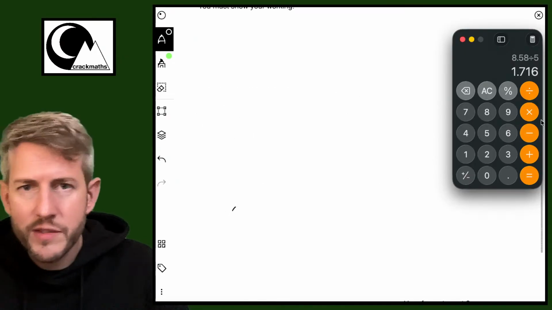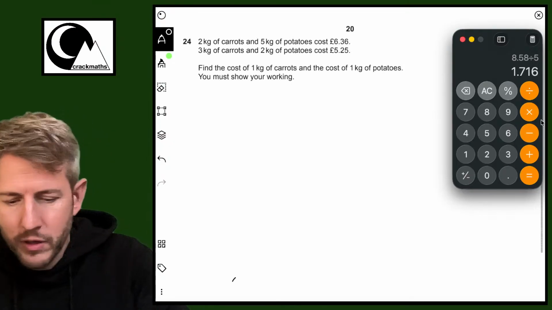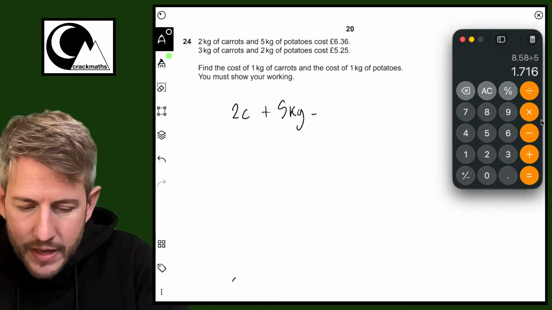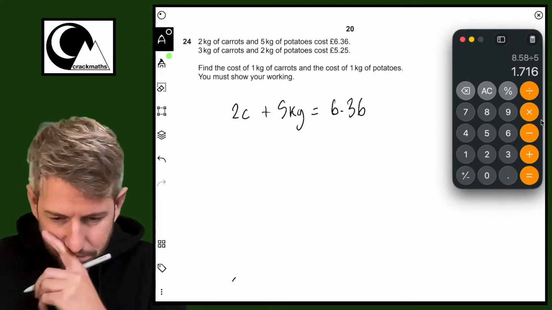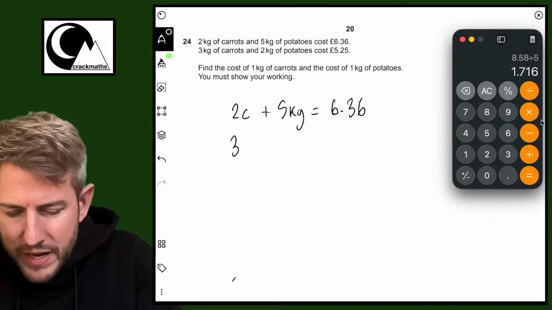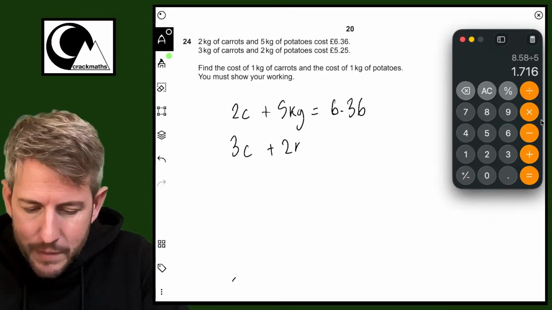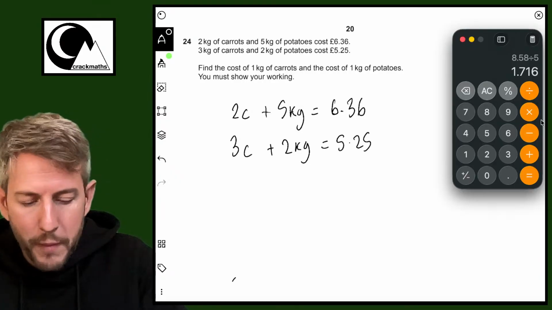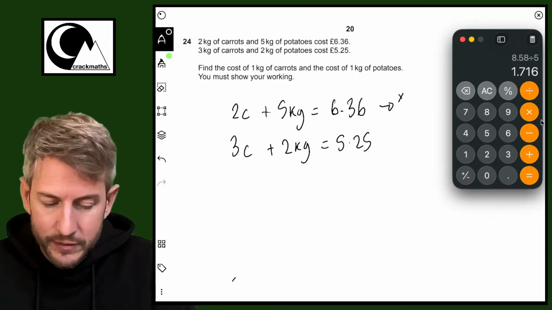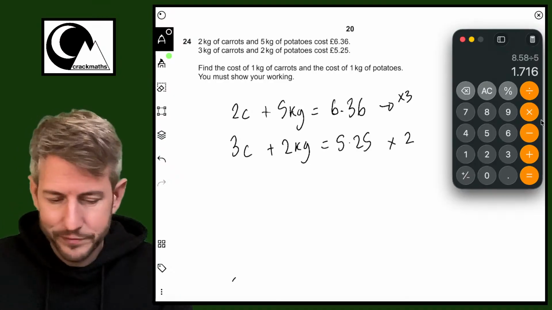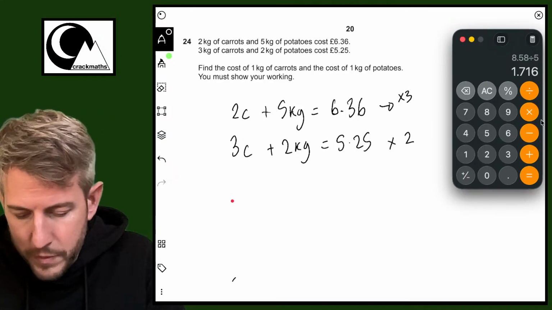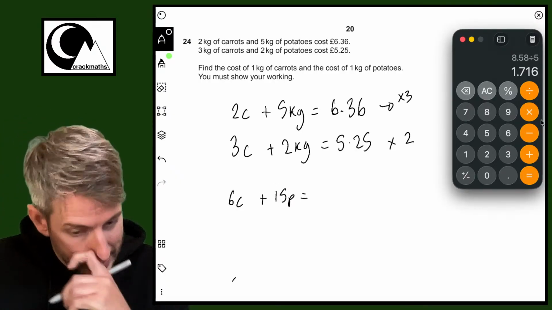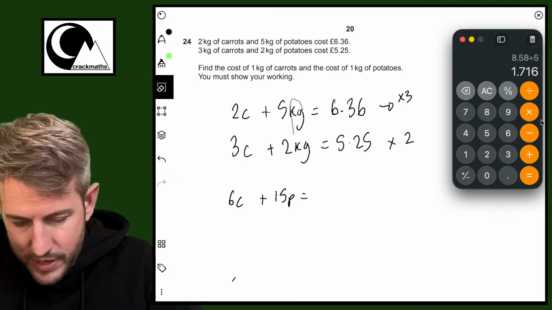Okay. So what we've got first of all is 2 kilograms of carrots plus the 5 kg of potatoes equals £6.36. Then underneath that, we've got 3 kilograms of carrots plus 2 kilograms of potatoes is equal to £5.25. Okay, so I'm going to multiply this equation by 3. I'm going to multiply this one by 2. This gives me on the top 6 carrots plus 15 kilograms of potatoes equals, one second, let me just change those to peas.